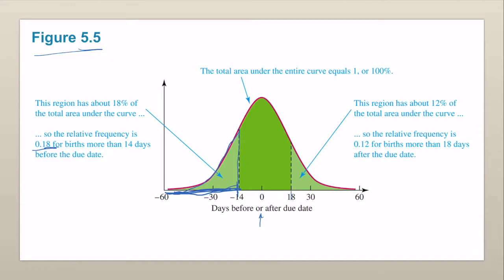For babies born 18 days after their due date, this area is 12%. So the relative frequency is 0.12 for births more than 18 days after the due date. And we're going to learn how they calculated that 0.18 area and 0.12 area in section 5.2.